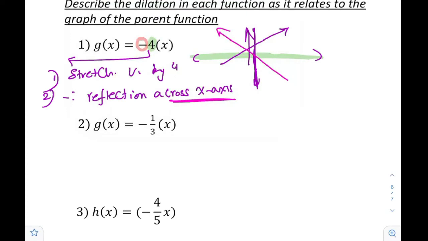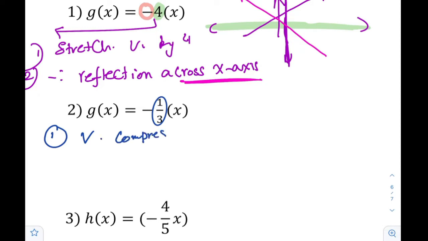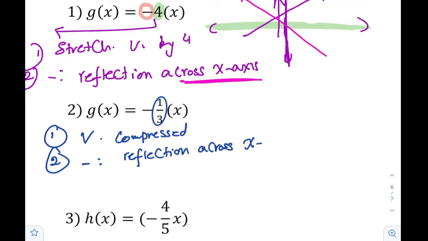Let's have more practice. Same here. We have 1/3 outside. So the first transformation is vertical, because outside affects vertically. And since 1/3 is less than 1, it is vertically compressed or shrunk. The second transformation comes from the minus, which is outside, non-grouped, so it is a reflection across the x-axis.